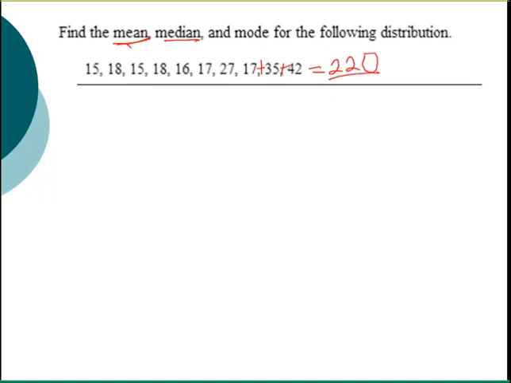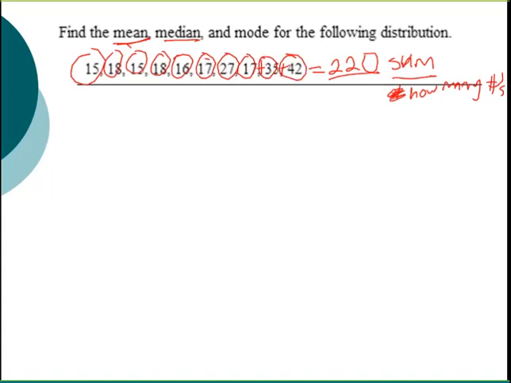Then your job is to sum them, and then divide by how many numbers there are. So how many numbers do we have? We've got 1, 2, 3, 4, 5, 6, 7, 8, 9, 10 different numbers. So we're dividing by 10. So here we got 220 divided by 10, and that just gives us 22. So our average, our mean, is 22.